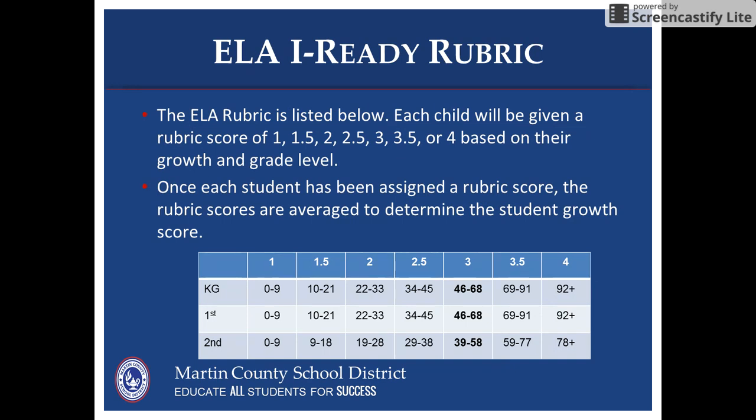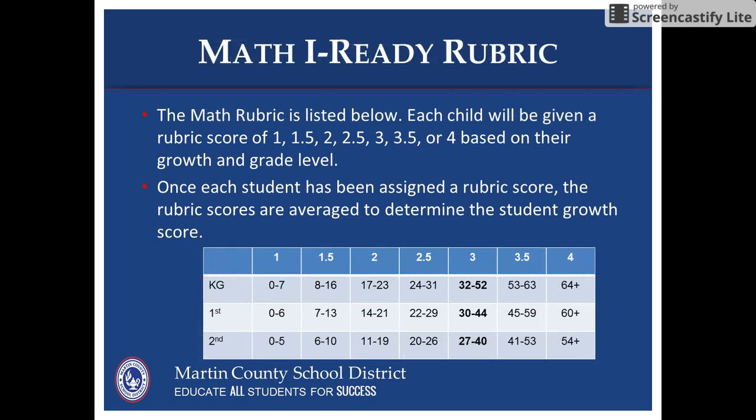The ELA rubric is listed below. Each child will be given a rubric score of 1, 1.5, 2, 2.5, 3, 3.5, or 4 based on their growth and grade level. Once each student has been assigned a rubric score, the rubric scores are averaged to determine the student growth score.